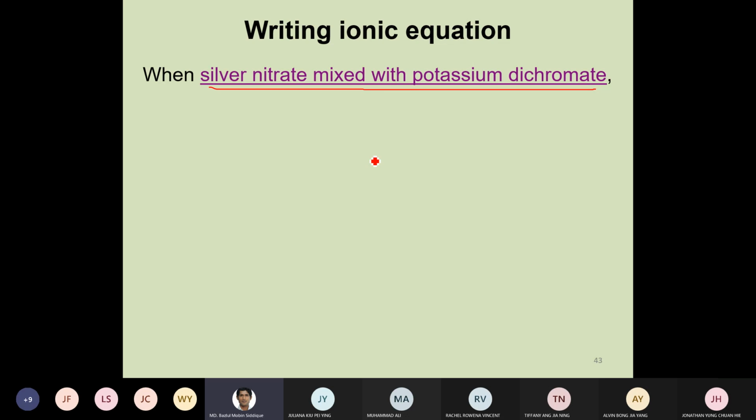Silver nitrate is the liquid that we saw last Monday in the lab. When silver nitrate is mixed with some kind of chloride, silver chloride will be produced. But another reaction can also occur, like when silver nitrate is mixed with potassium dichromate.